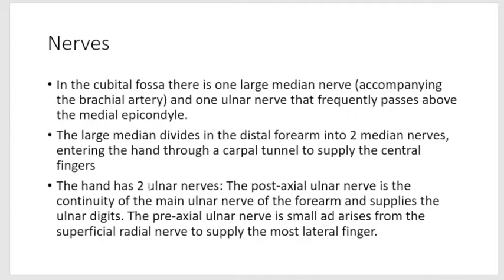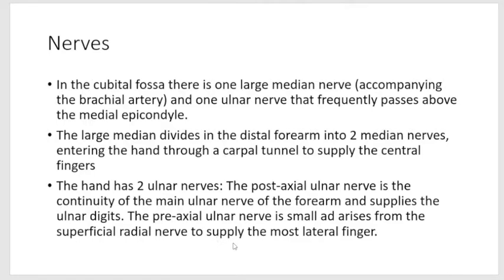One we mentioned before, the main ulnar nerve that goes above the medial epicondyle, we call the post-axial ulnar nerve. It is in continuity of the main ulnar nerve of the forearm and supplies the ulnar digits. What about the fourth nerve? It is another small ulnar nerve. We call it the preaxial ulnar nerve. It's small and it arises from the superficial radial nerve dorsally. It comes from the dorsal branch.